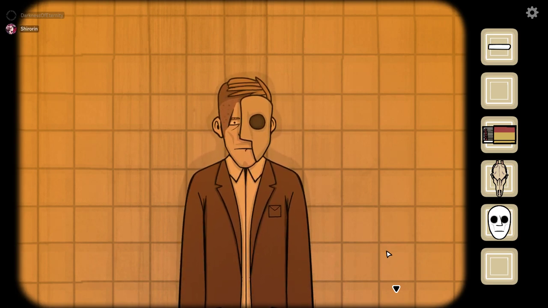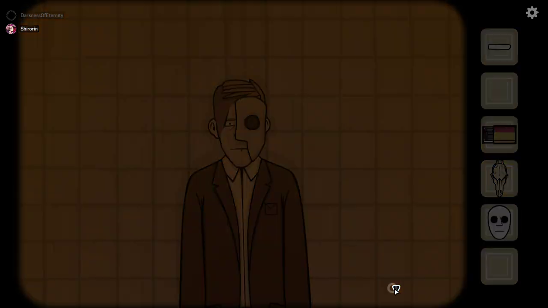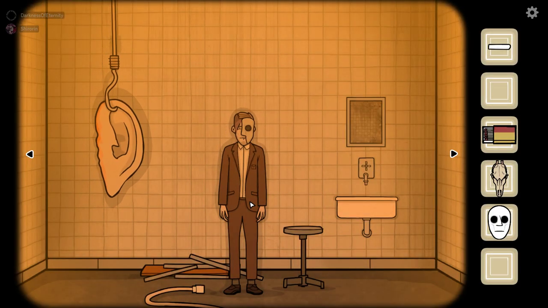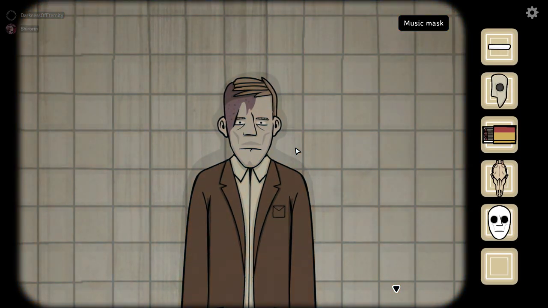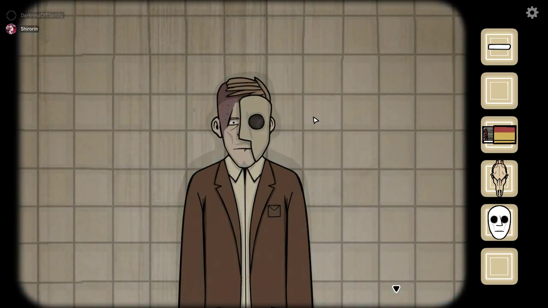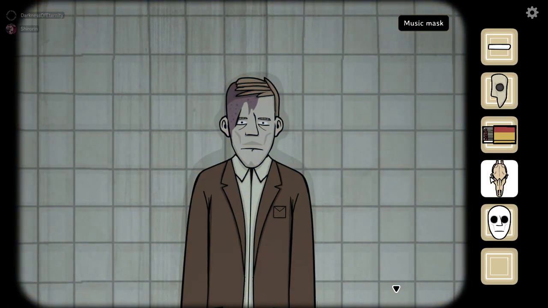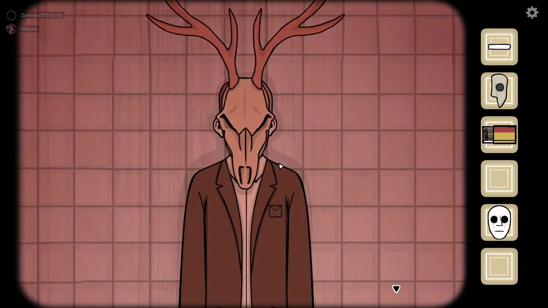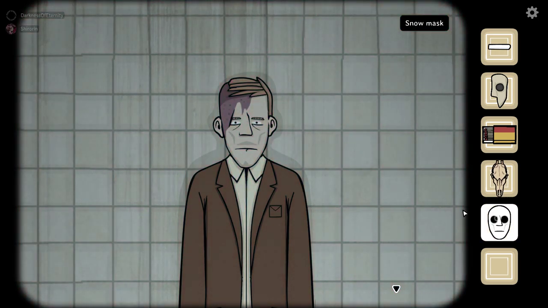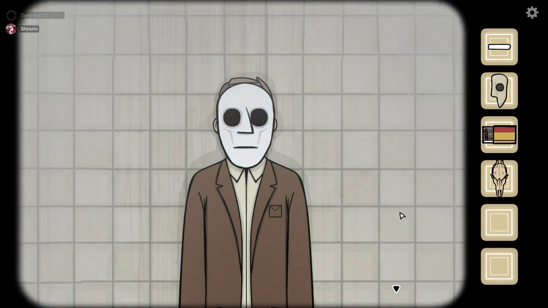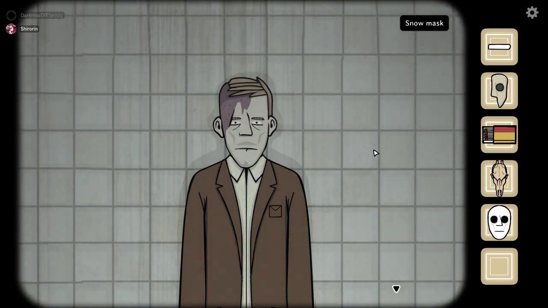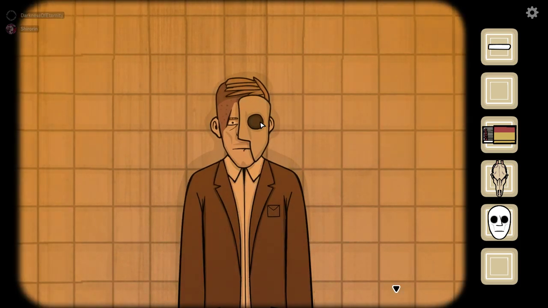I don't know what's going on. He's dancing or something. That's it? Oh, okay. The one eye mask is yellow. The horn is red. Yeah. The white mask is white. That doesn't really help me.